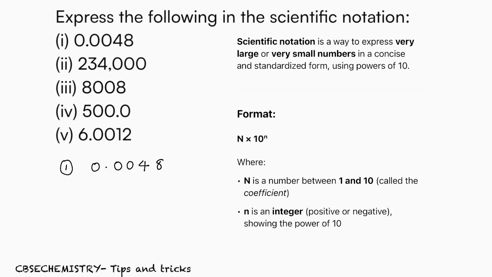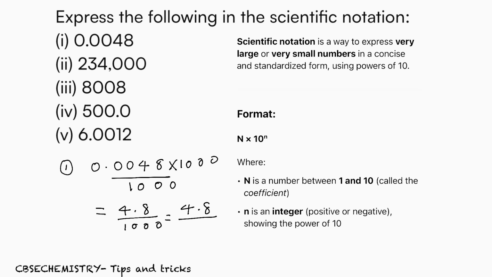For that purpose, see, the decimal is here now, right? 1, 2, 3. We have to shift this decimal point 3 positions, correct? So what we have to do for that? Multiply by 1000. Now when you multiply by 1000, definitely you have to divide also, right? So you will get 4.8 by 1000, so you can write 4.8 by 10 raised to 3. Now take it to the numerator: 4.8 into 10 raised to minus 3. Hope all of you understand. This is how you can find scientific notation, and this is the answer for the first question.